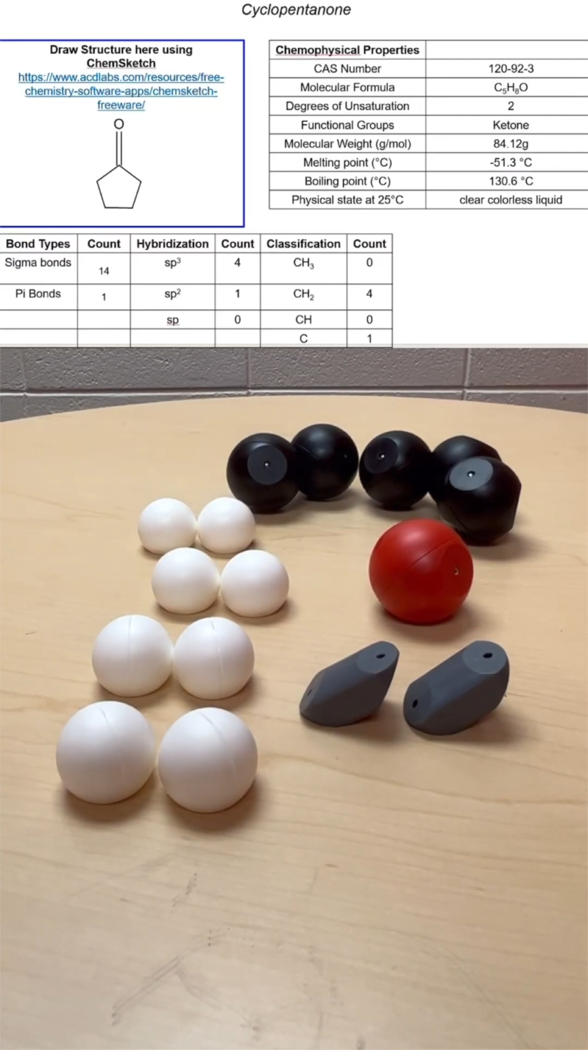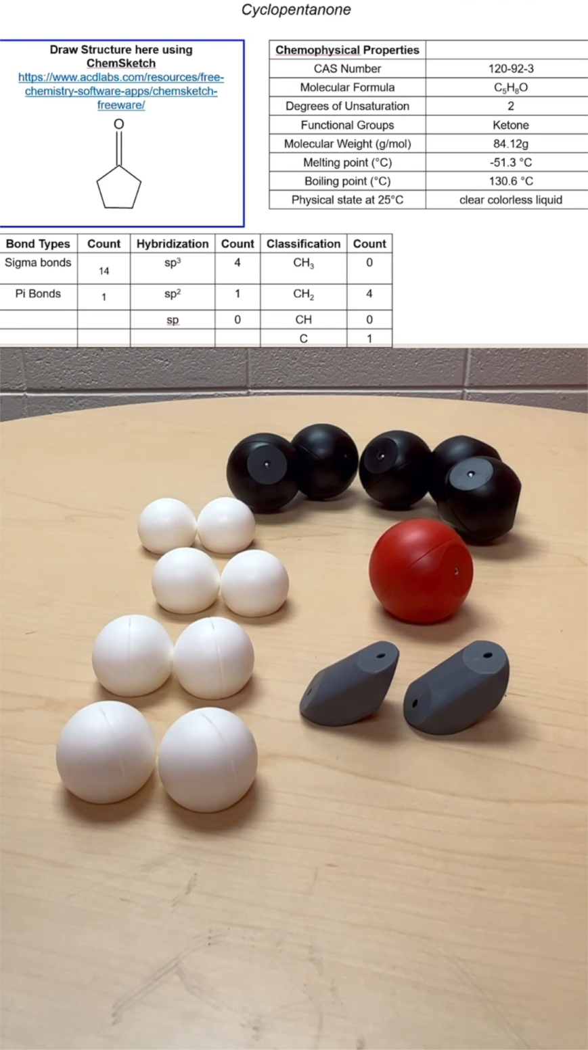Today we're going to be looking at a molecule called cyclopentanone. Cyclopentanone has a carbon ring, a 5-membered carbon ring, with a ketone attached to it. It has a Chemical Abstract Service number of 120-92-3. The molecular formula is C5H8O. We'll have 2 degrees of unsaturation, which I will show you.